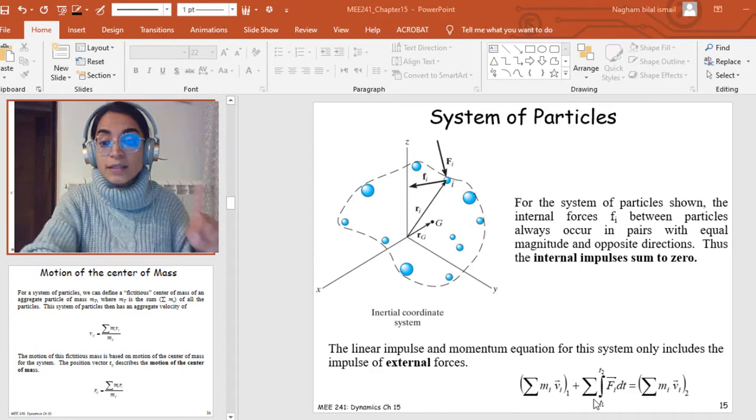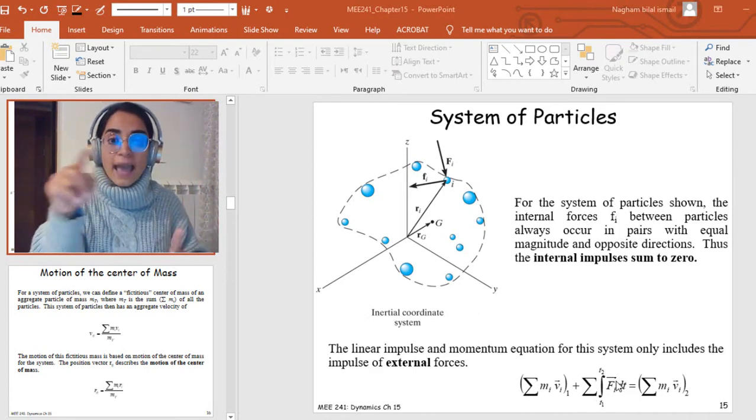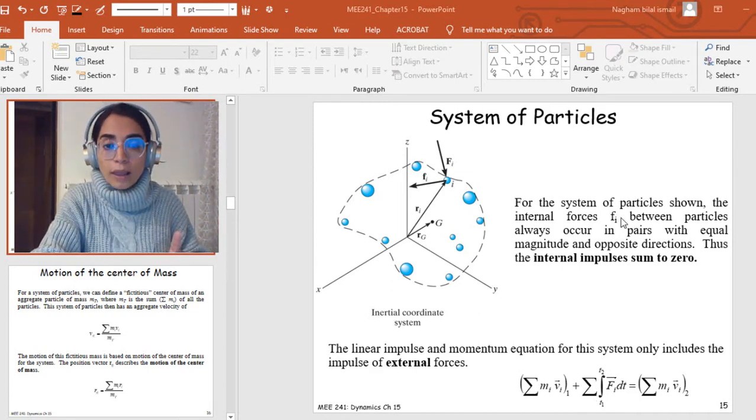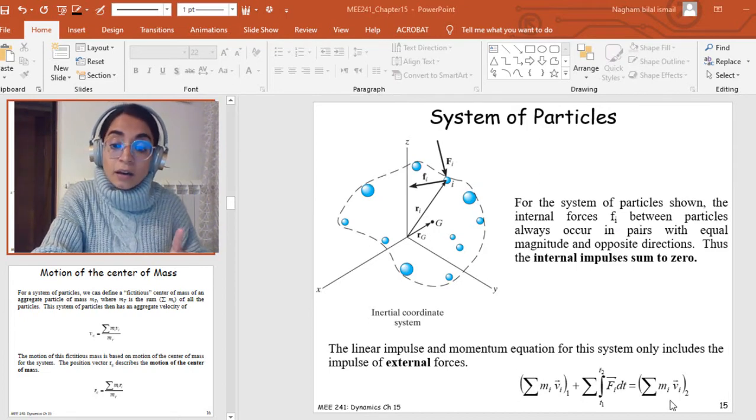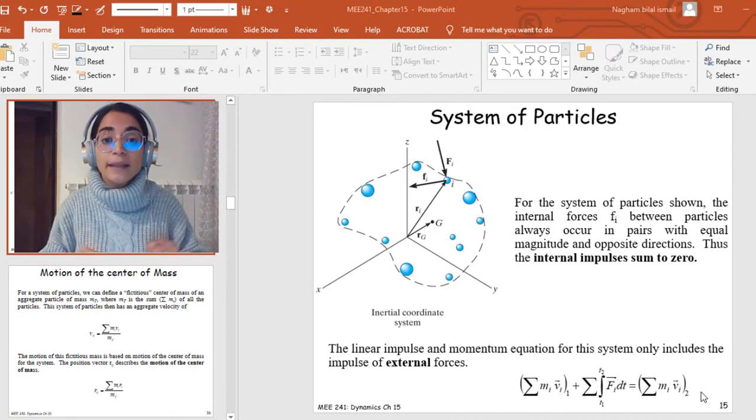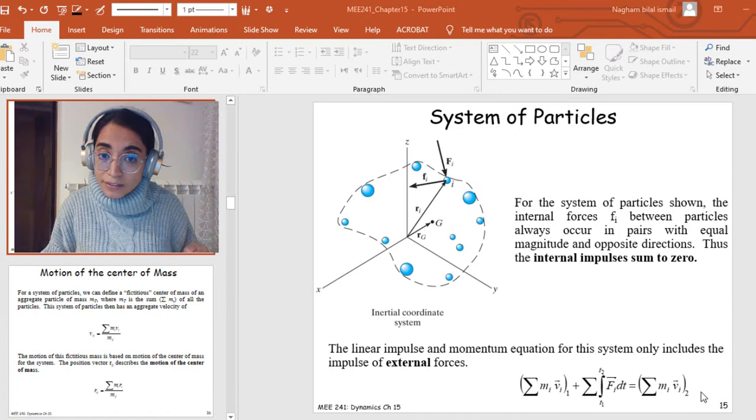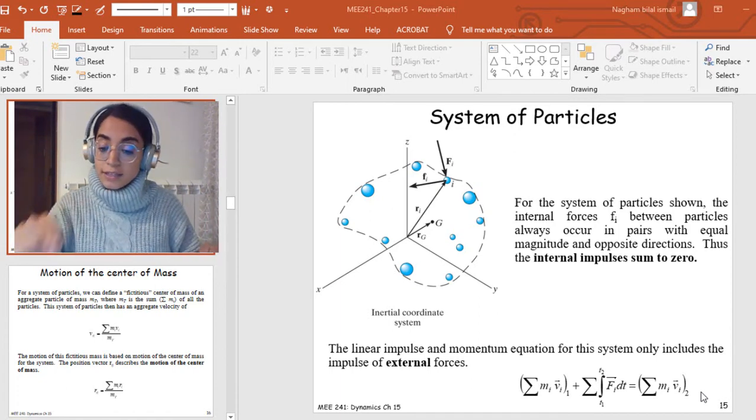Remember, I always call the external forces big F and the internal forces small f, alright? So as you can see here, this relation between impulse and momentum could be also applied to the system of particles, including only the external forces exerted on the system of particles.